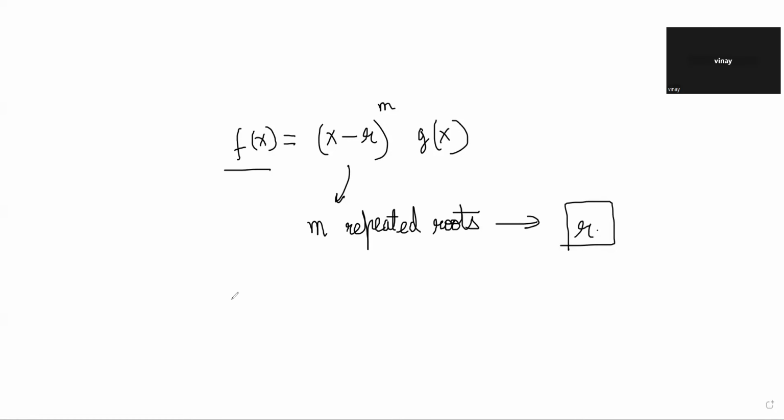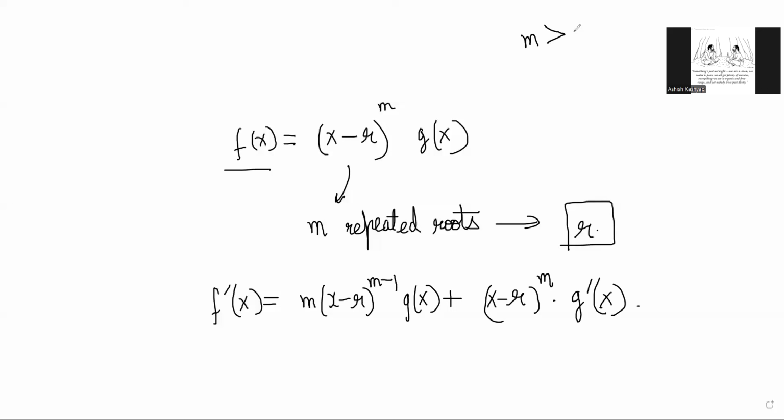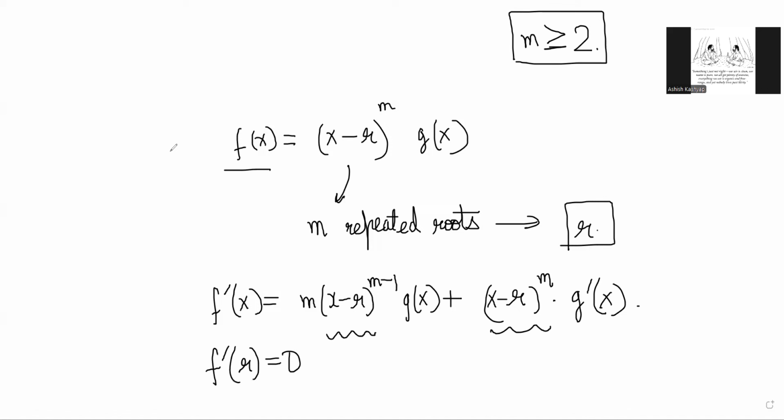Okay. So when you differentiate, what will happen? You'll get m (x minus r)^(m minus 1) g of x plus (x minus r)^m g dash x, right? Notice that if m is greater than or equal to 2, two or more repeated roots, then both the terms have the factor x minus r, right? So then obviously f dash r will also be 0 and f of r is also 0.